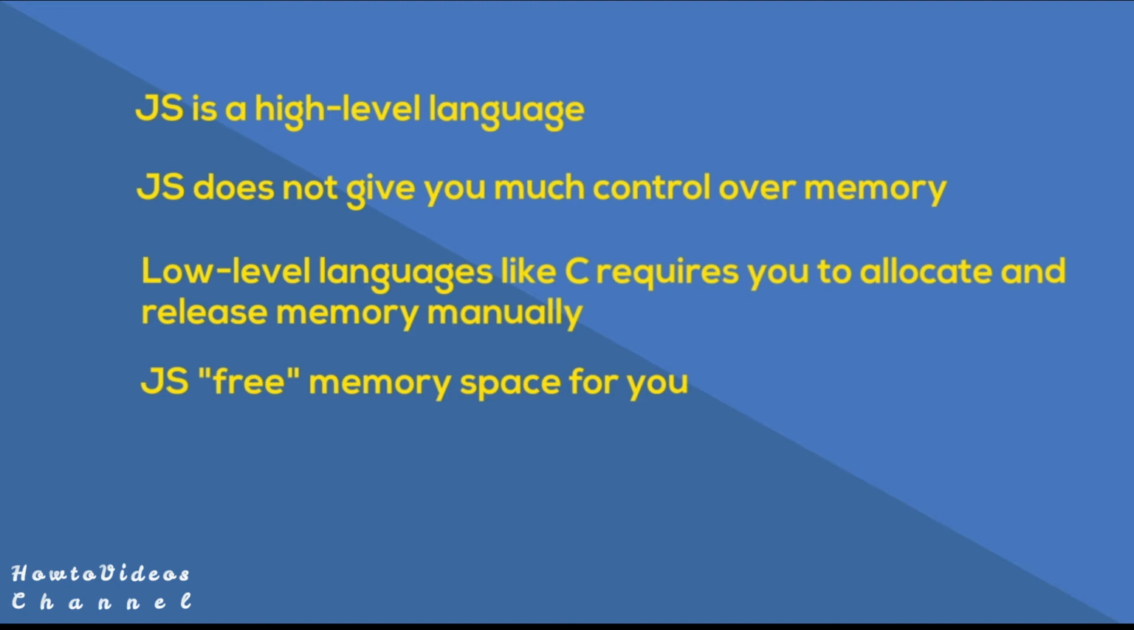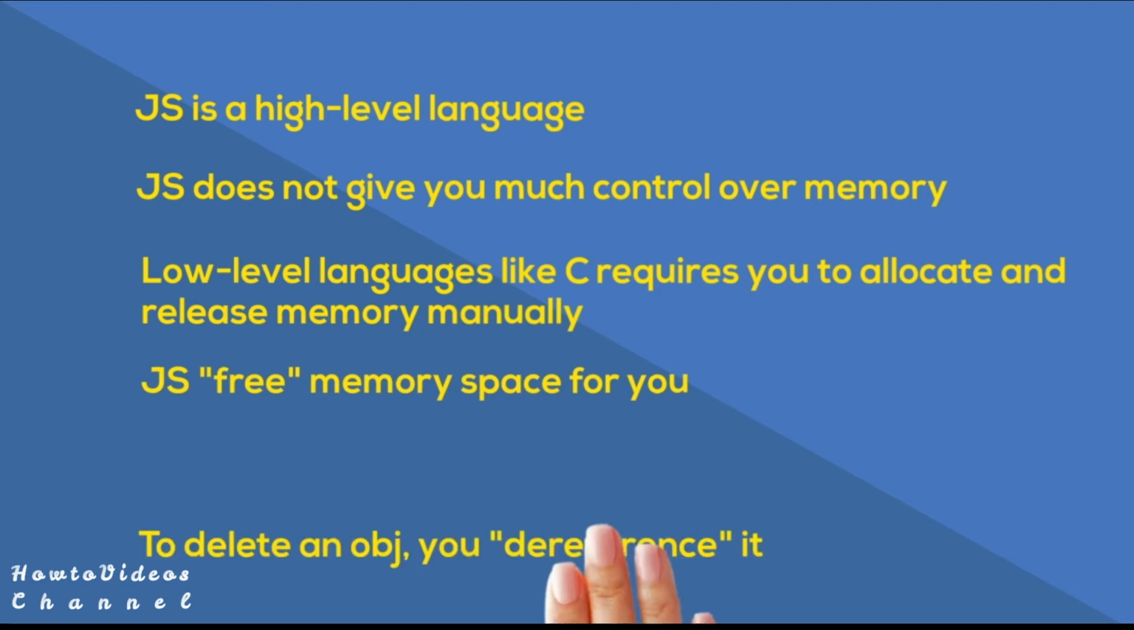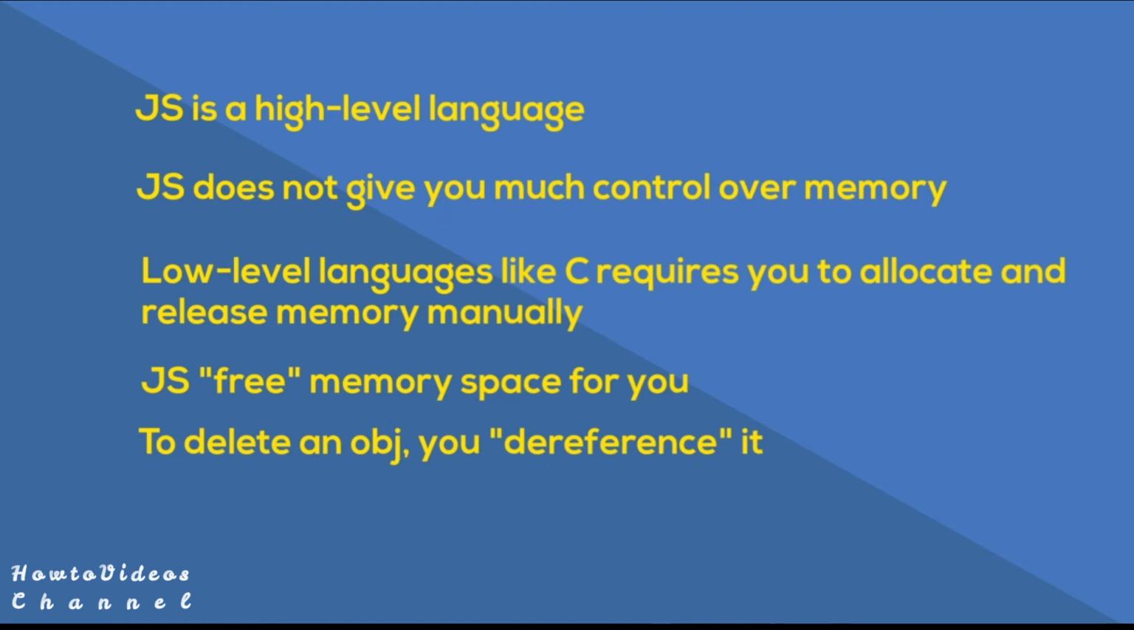So if we want to remove an object type value, we need to send a signal to JS garbage collection and ask it to do the cleaning for us. So, how do we send the signal? The short answer is dereferencing that object type value. In plain English, dereferencing means remove the memory address stored in variables.